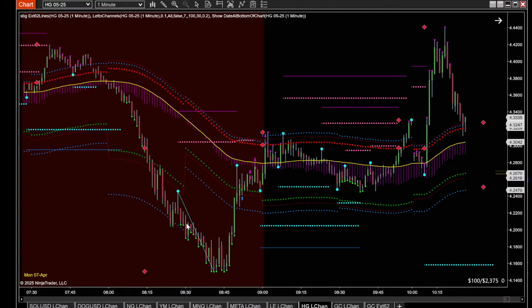Now, the amount of dollars risk here is $2,300. Copper from this point down to this point is a $2,300 risk. And I can see that based on looking at the very bottom right chart. Extension 62 shows us the risk. That's the 2375 that's showing there. So it automatically shows us that.